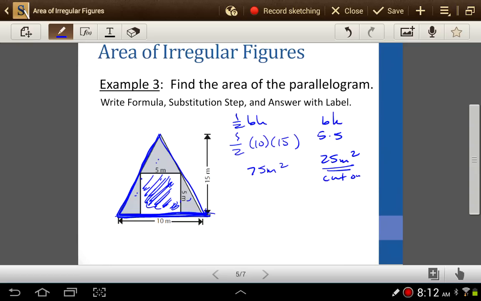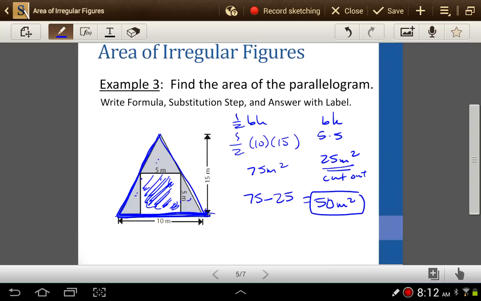So that means I'm going to subtract. So I'm going to do 75 minus the 25 that is not part of the shape. And that leaves me with 50 meters squared. That means that what's left, the gray shaded area, is 50 meters squared. And that's how you can find the area of irregular shapes when you're cutting something out of it. Like that initial picture with the windows, you would find the area of the whole wall and then subtract the area of each window. And that would tell you the remaining area of what is actually wall.